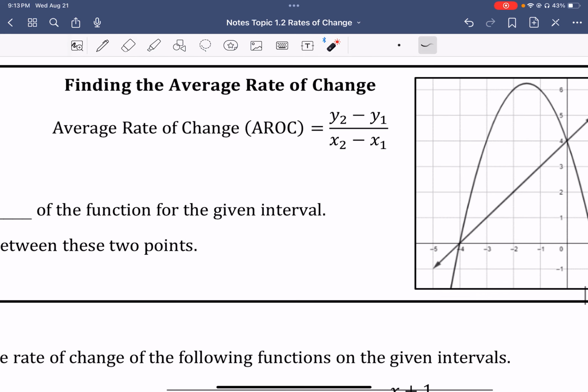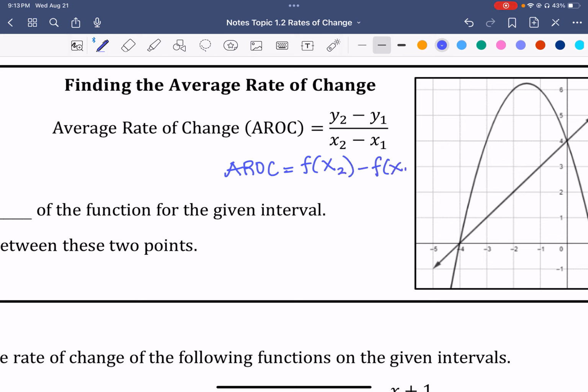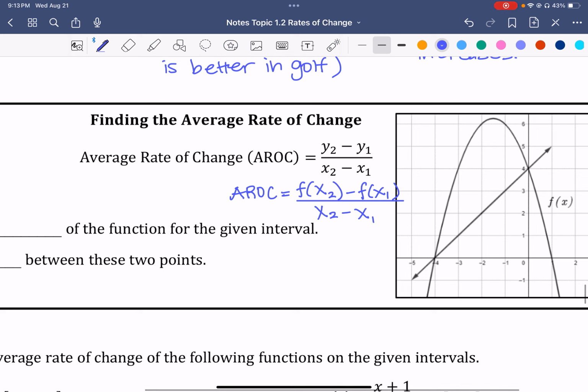Now I can upgrade this formula a little bit using function notation. So I can say that the average rate of change could also be equal to f of x sub 2 minus f of x sub 1 all over x sub 2 minus x sub 1. The reason I'm doing this is because we all know that y is equal to f of x, right? So if I want y sub 1, then I need to plug in x sub 1. If I want y sub 2, then I need to plug in x sub 2, okay? So it's the same thing, it's just upgraded a little bit, for the class.